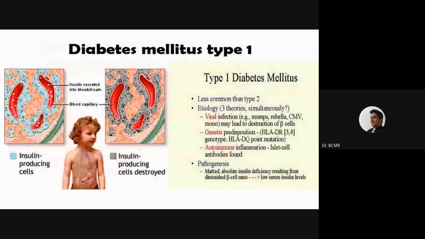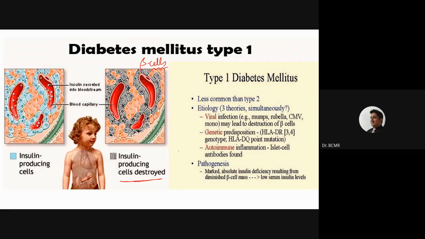So diabetes mellitus type 1 is less common than type 2. We will discuss type 2 in a while. Often it is, as I told you, lack of insulin, right? The insulin producing cells are destroyed. Those are the beta cells. Because beta cells of the pancreas are destroyed, there is no production of insulin. We will see that as well. I'm just trying to give a general introduction.